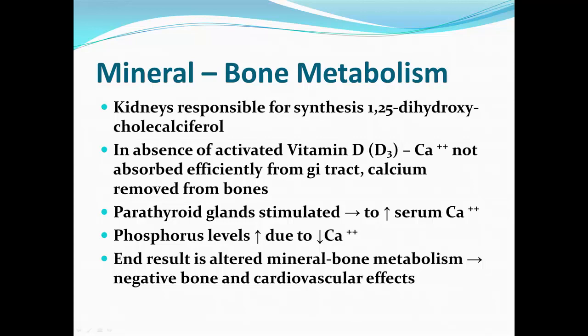That bone turnover is being altered. And so as a result, the parathyroid hormone continues to encourage the bone to put out more calcium, but we're still not able to use it, and so this leads to significant bone disease and elevated parathyroid hormone levels and elevated phosphorus levels. At the same time, this calcium that we do have continues to circulate because we aren't able to use it effectively. And this has negative cardiovascular effects.